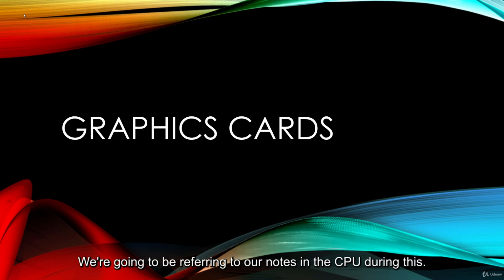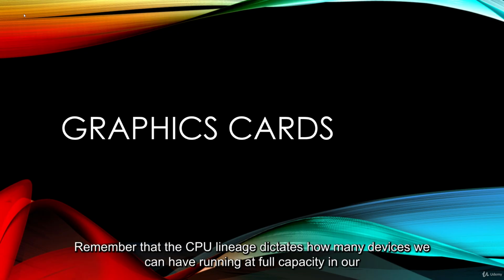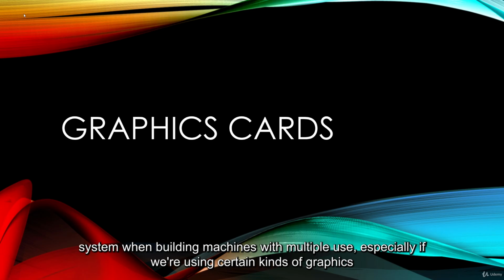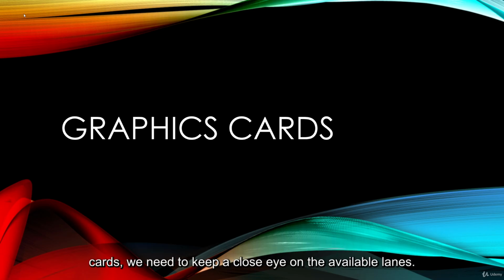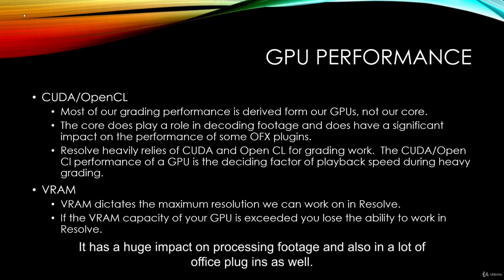We're going to be referring to our notes on the CPU during this. Remember that the CPU laneage dictates how many devices we can have running at full capacity in our system. When building machines with multiple GPUs, especially if we're using certain kinds of graphics cards, we need to keep a close eye on the available lanes. Now, it's usually the CPU that decides the overall performance in post-production. It has a huge impact on processing footage and also in a lot of OFX plugins as well.